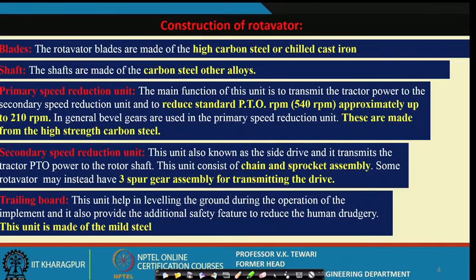So, how to reduce this? For reduction of this, we have to have a two-stage reduction process. In the first stage, what we are doing is, we are in fact reducing the RPM approximately. Bevel gears are used. Now, what we do is, the first stage is in the gear itself, which is there directly when we have connected the tractor PTO through the cardan shaft.